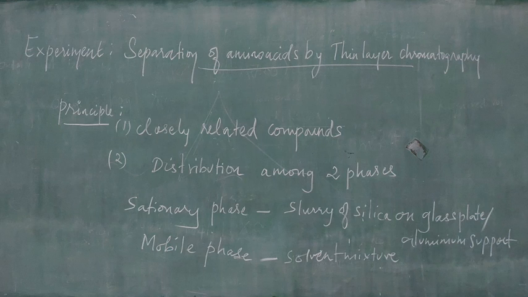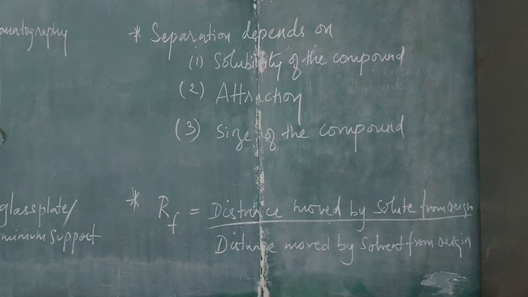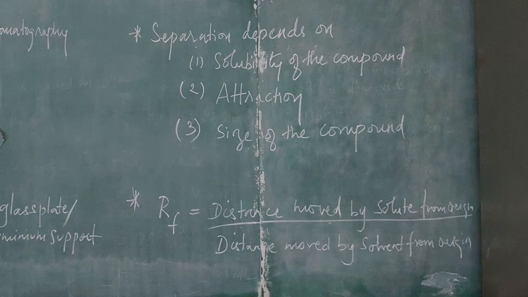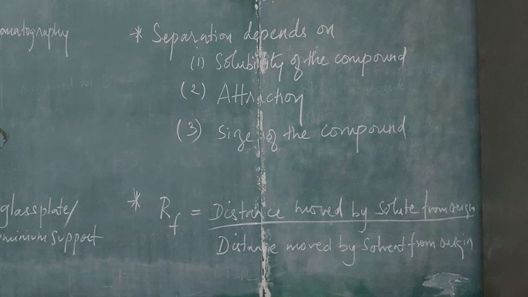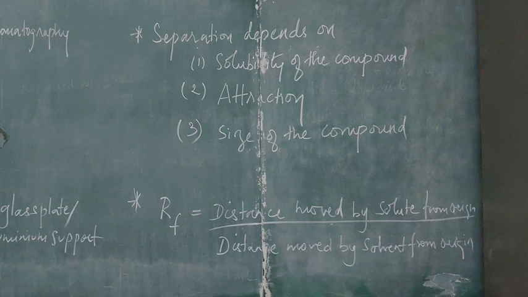The separation depends on various factors, which are the solubility of the compound and the attraction between the silica and the substance to be separated. The amino acid that interacts strongly with the silica moves a lesser distance, and the amino acid that is weakly associated with the silica moves a greater distance.